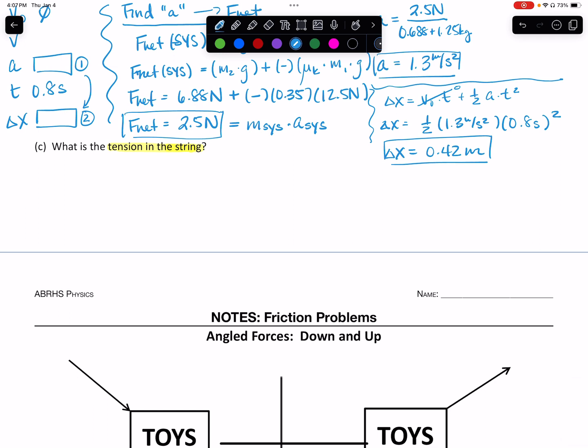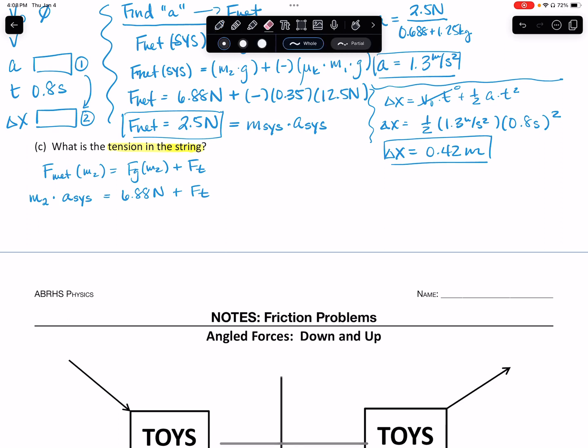So I'm going to say that the F net that's working on mass 2 is going to be equal to the gravitational force on mass 2 plus that force due to tension. All right, now the net force is going to be equal to the mass of 2 times the acceleration of the system. All right, I know that Fg for mass 2 is 6.88 newtons, and my unknown is going to be that tension force. All right, now the reason we use the acceleration of the system, remember, everything's connected. So if we say the system's moving at 1.3 meters per second squared, that means the block's moving at that acceleration and the hanger. They all go together.